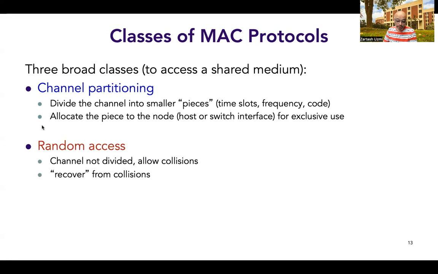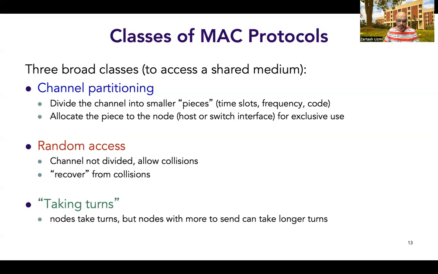Okay, we can also have random access. In this case, channels are not divided, but we allow collisions. People can transmit simultaneously. However, we do know that collisions are bad. When the packets collide, nobody is able to receive those because the energy is garbled. The electromagnetic signals are interfering with each other. Nobody is able to receive them correctly. So you allow collisions, but you recover from collisions. In this case, whenever you have a packet, you will be able to transmit that.